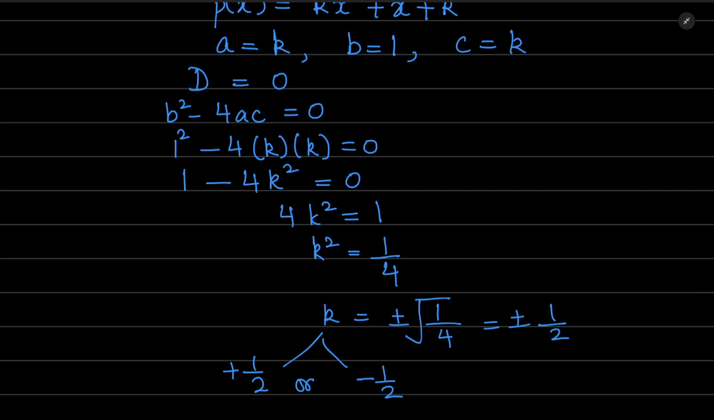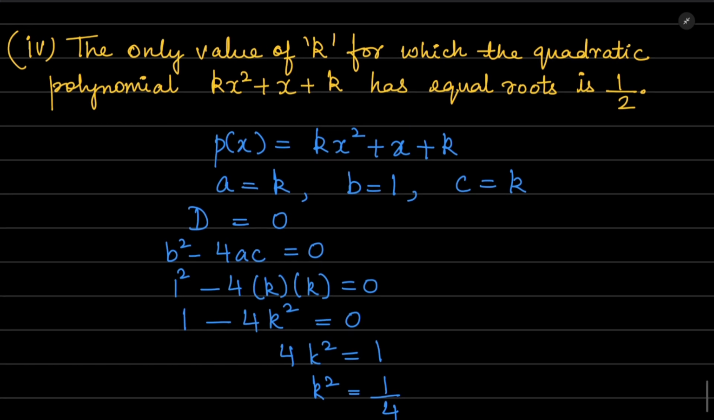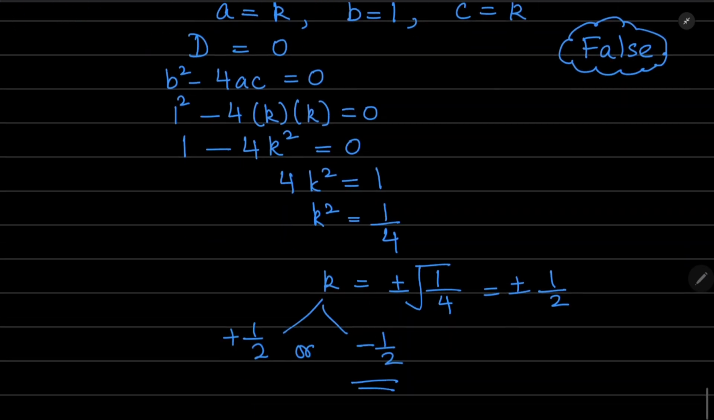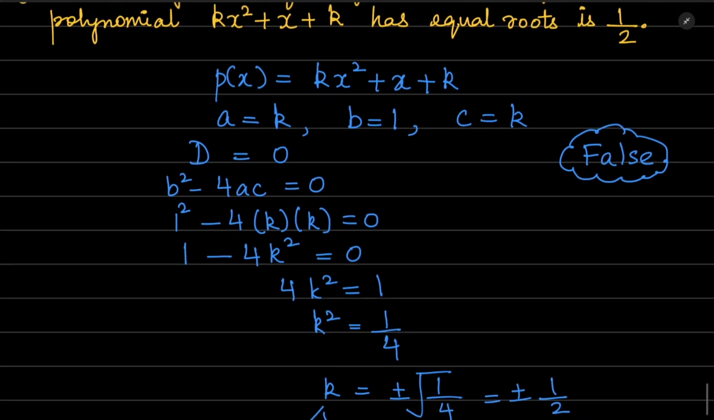For both these values of k, that is 1 by 2 and minus 1 by 2, the given quadratic polynomial has equal zeros. So this statement that says the only value of k for which the quadratic polynomial has equal roots is 1 by 2, no, it is false. It is not just plus 1 by 2. You can also have k as minus 1 by 2, for which the polynomial can have equal zeros or equal roots. So this statement is false.